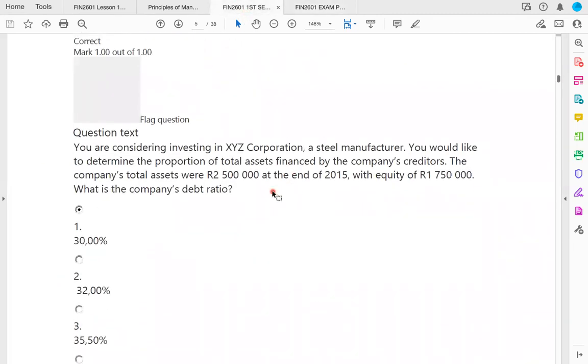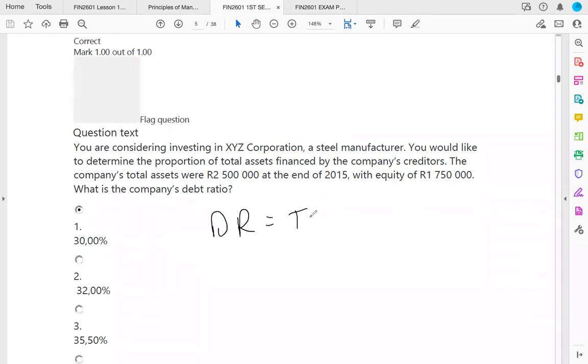Question number 10. You are considering investing in XYZ Corporation, a steel manufacturer. You would like to determine the proportion of total assets financed by the company's creditors. The company's total assets are 2,500,000 with equity of 1,750,000. What's the debt ratio? This question is a bit easy.